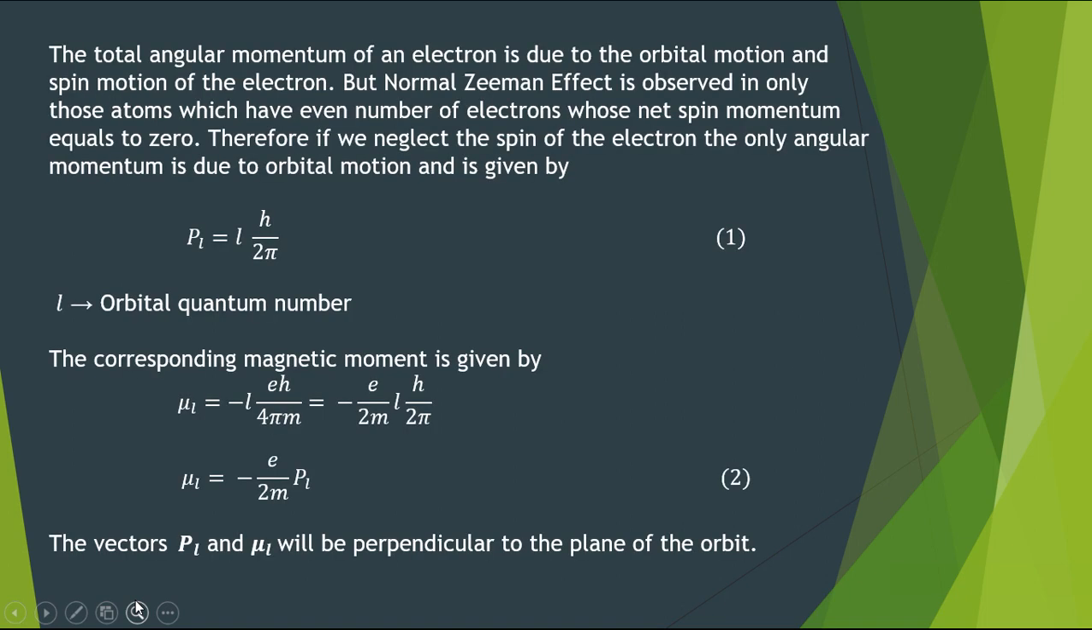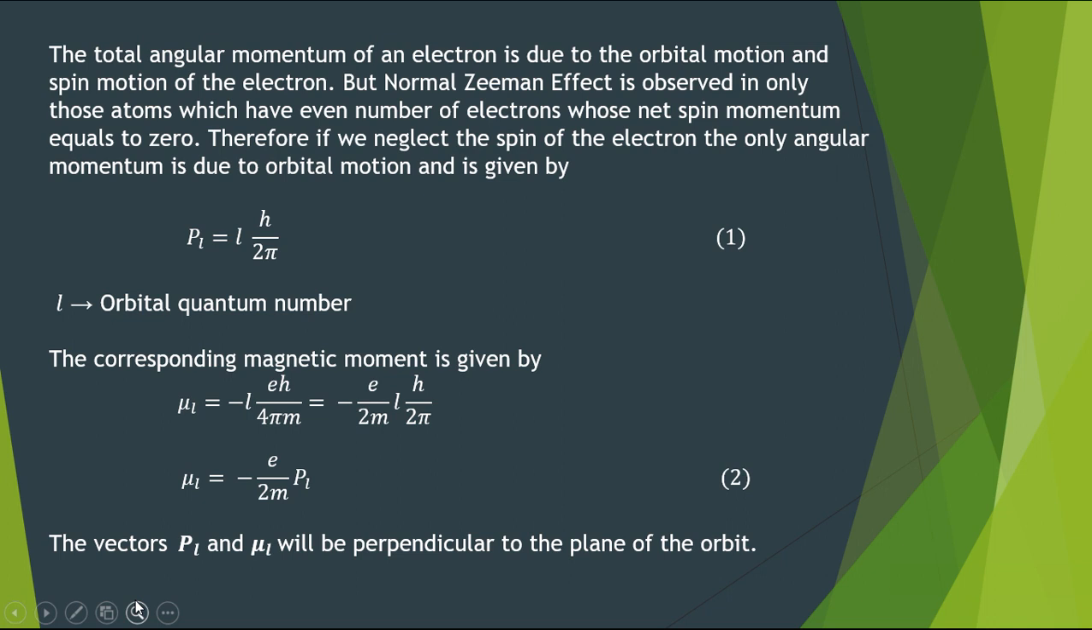We know that the total angular momentum of an electron is the sum of orbital angular momentum and spin angular momentum, or simply electron spin. But normal Zeeman effect is observed only in those atoms which have even number of electrons, or in those atoms whose net spin momentum is equal to 0. Therefore, if we neglect the spin of the electron, the only angular momentum is due to its orbital motion.